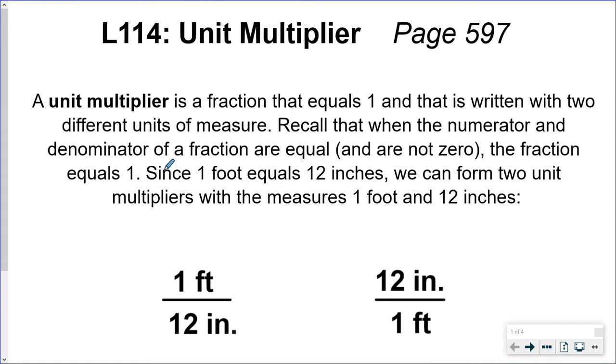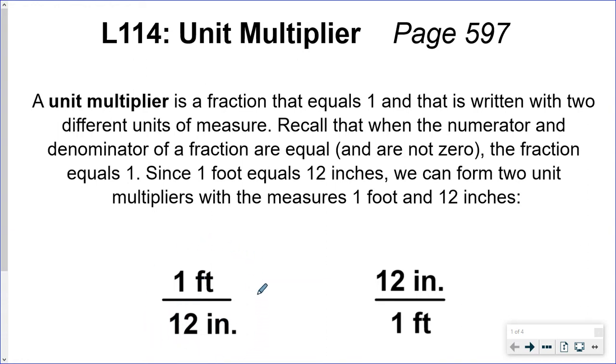Now, so let's say, for example, we got 1 foot. Since we know from previous math lessons that 1 foot is going to equal 12 inches, we can actually use these two pieces of information to write two different unit multipliers, okay? And we're going to put 1 foot on top and 12 inches on the bottom. Now, at first glance, this looks like it's 1/12, but it's not 1/12 because we have the labels with it. 1 foot on top where the numerator is and 12 inches where the denominator is.